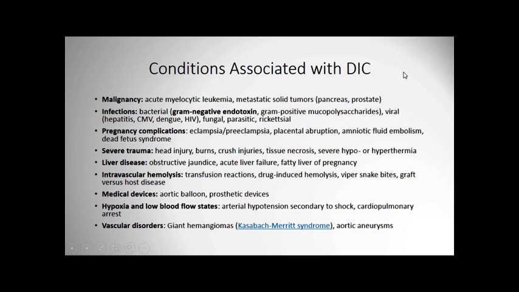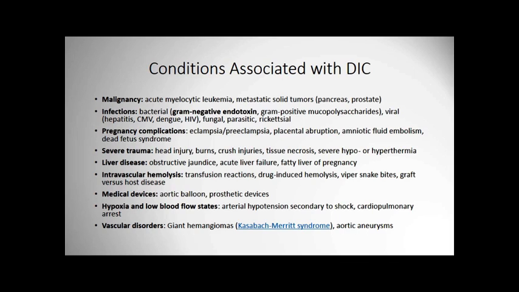These are the conditions associated with DIC. You have many conditions in which you can have DIC as a complication. Some tumors, some malignancies like leukemias, acute leukemia, metastasis of cancers like pancreas and prostate. Some infections, the most important ones, the ones that you always have to think of, are the gram-negative bacteria. Most gram-negative sepsis can lead to DIC because they produce endotoxins. Some cases of gram-positive bacteria as well, viral infections, hepatitis, cytomegalovirus, dengue virus, HIV, and some other infections.